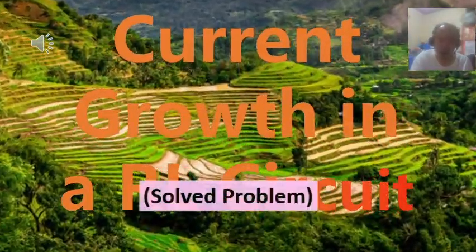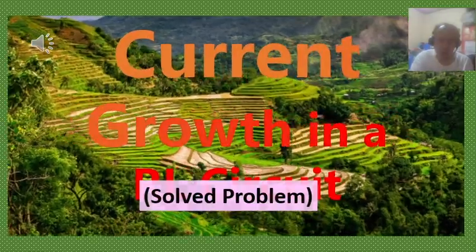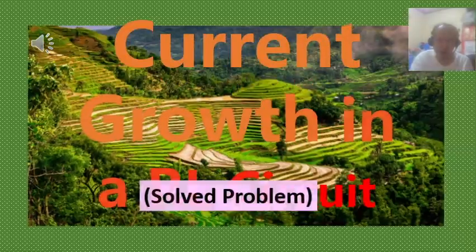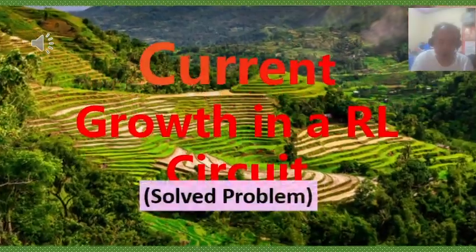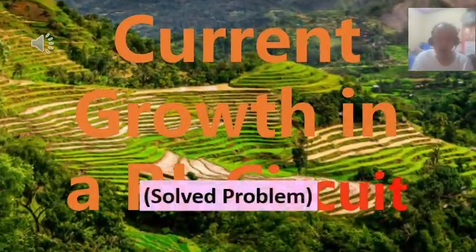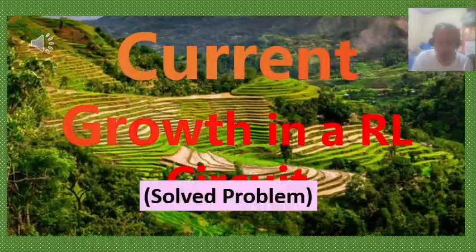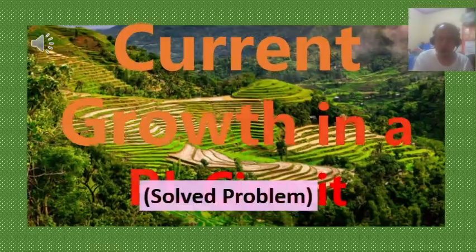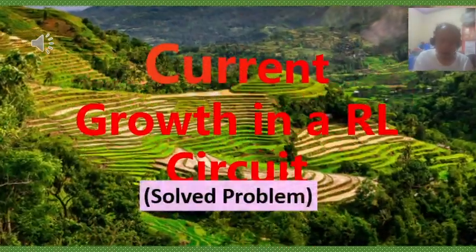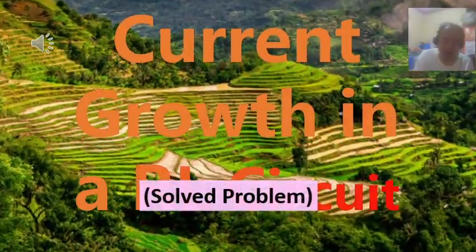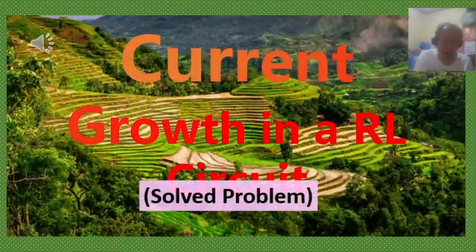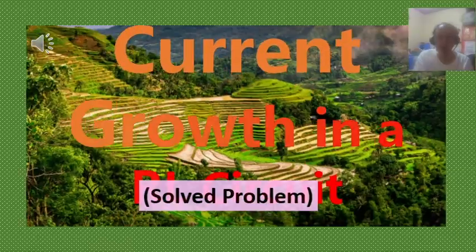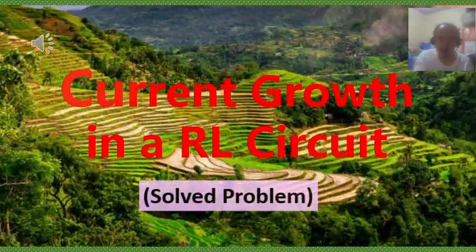Here's another problem on resistance inductance or RL circuit, focusing on the exponential growth of current. What is the role of an inductor in an RL DC circuit with an EMF source? Find out by sticking around. Watch and learn.